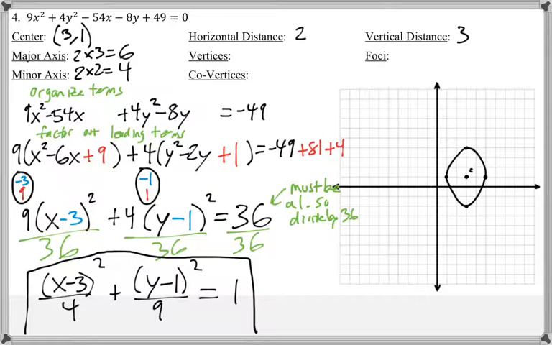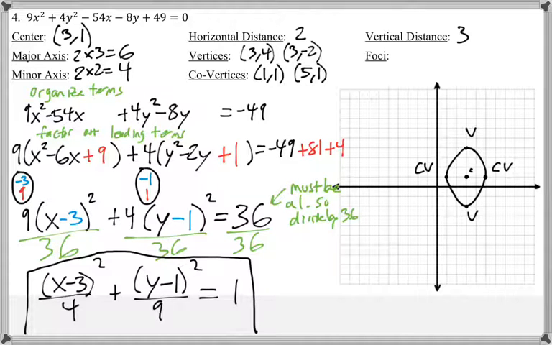So the vertices are on the ends of the major axis, and the covertices are on the ends of the minor axis. So my vertices will be 3, 4, 3, negative 2, and my covertices will be 1, 1, and 5, 1.